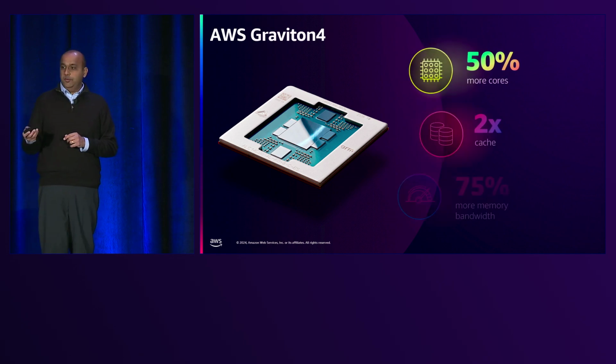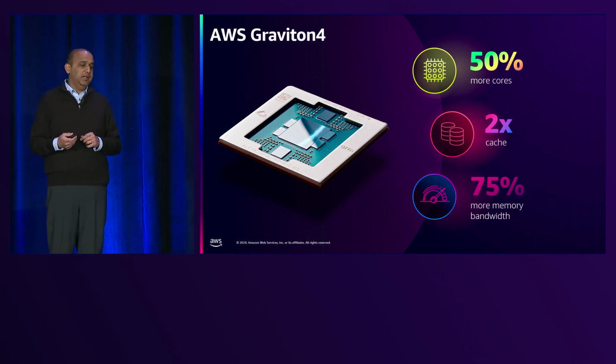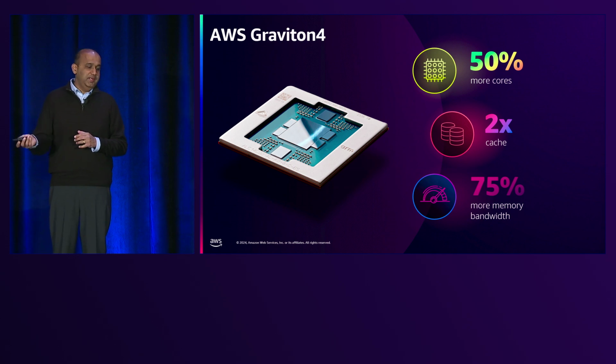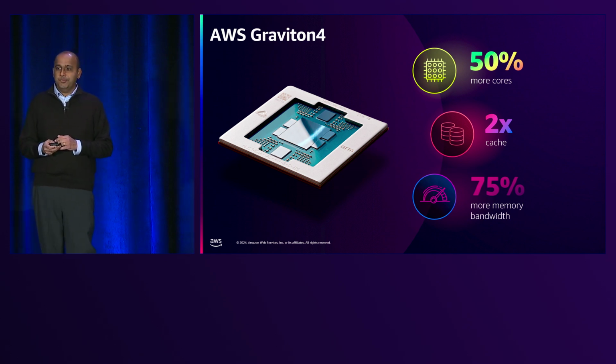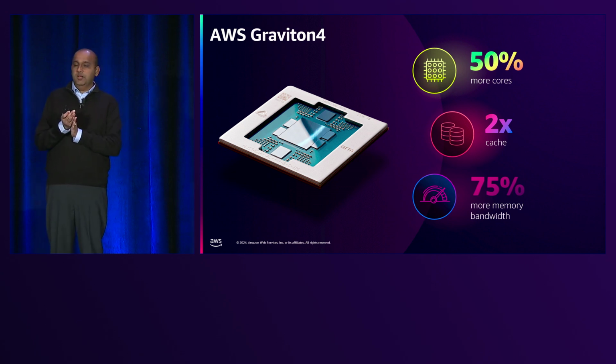Which now brings us to Graviton 4, which is the most powerful and the most energy-efficient chip that we've built thus far, and it's our latest generation. Each Graviton 4 chip has 50% more cores, twice the L2 cache, and 75% more bandwidth over Graviton 3. Not only that, Graviton 4 is also the first time we've supported multi-socket coherency, which means that we are now able to target larger scale-up workloads and address the most demanding databases as well as big data analytics.